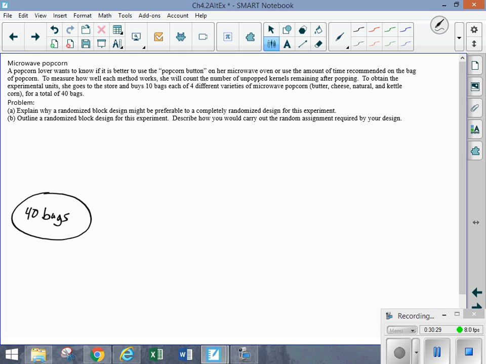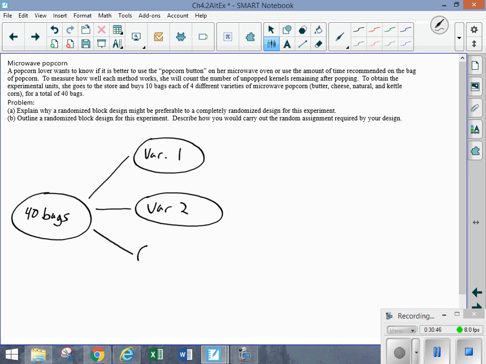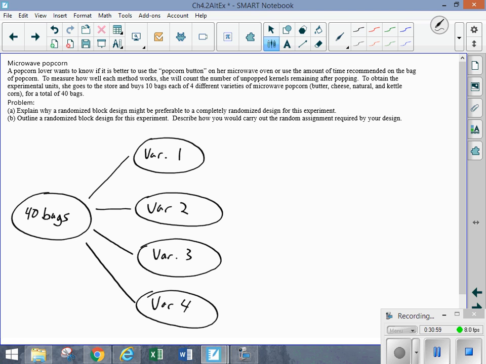So I would say that what she should do is go ahead and put variety 1 in a group, and then put variety 2 in a group, variety 3 in a group. There are 4. And then variety 4. So she's going to separate them all.